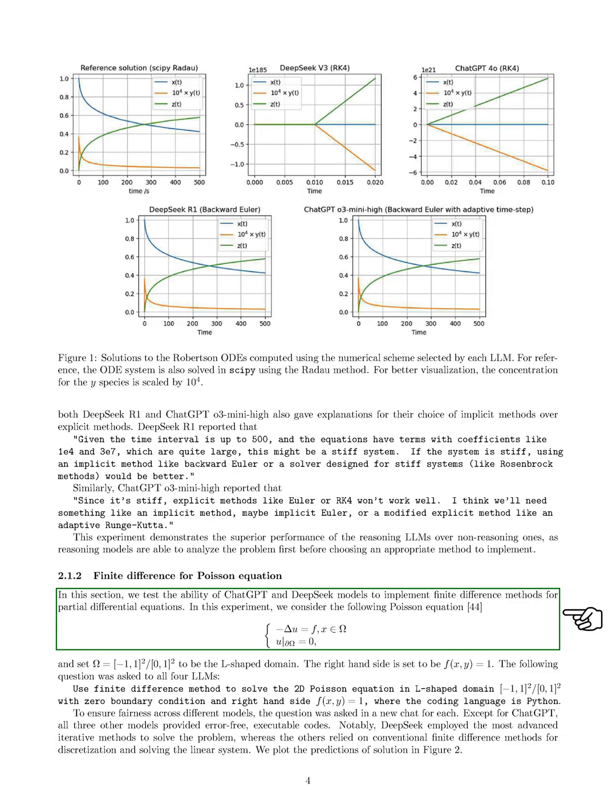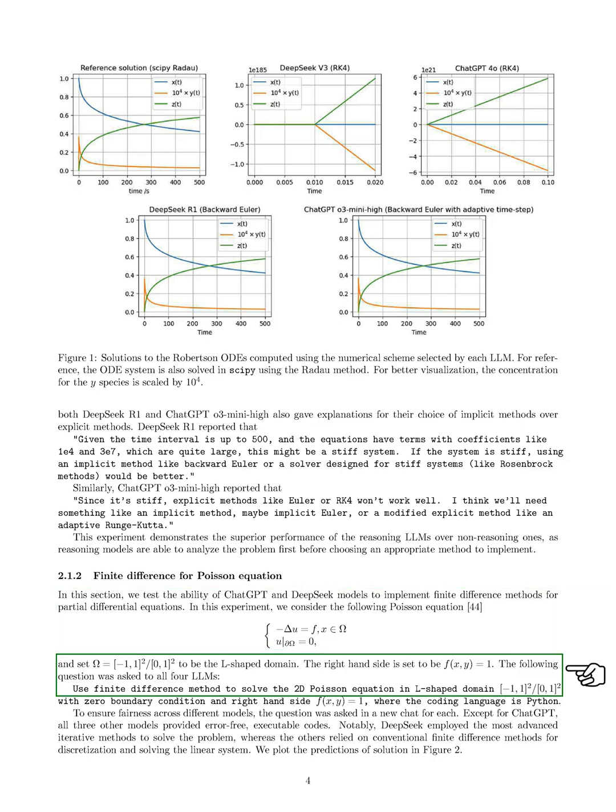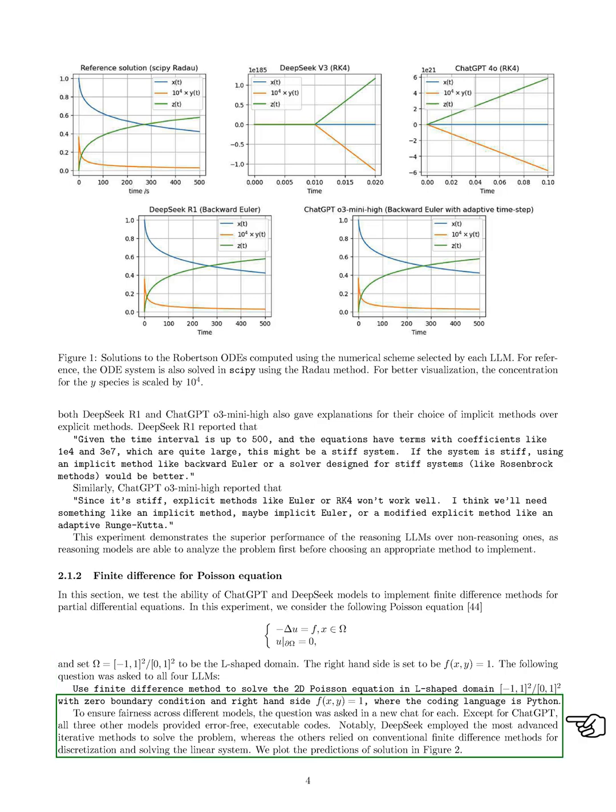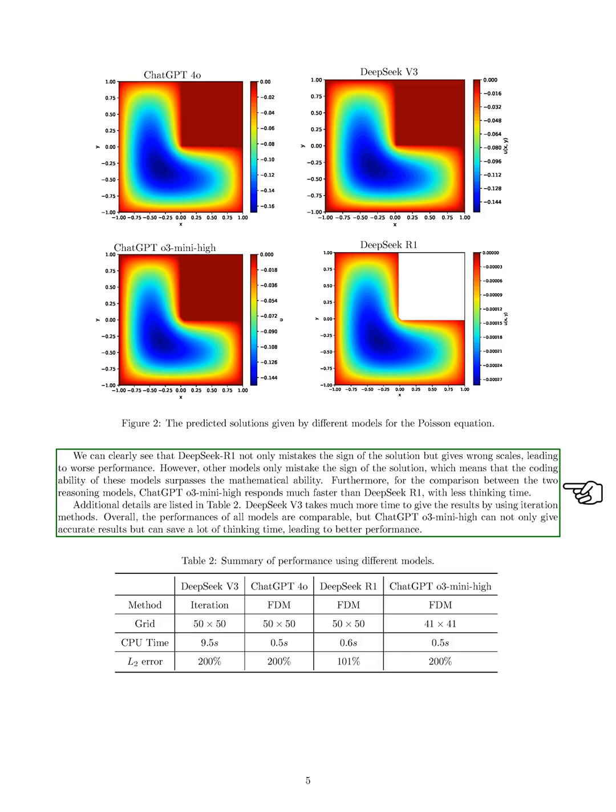Next, we assess the ability of the LLMs to implement finite difference methods for the Poisson equation in an L-shaped domain. We ask all four models to solve the equation with specific boundary conditions using Python. While all models except ChatGPT produced executable code, DeepSeek utilized advanced iterative methods, whereas the others relied on standard finite difference techniques. We observe that DeepSeek R1 made significant errors in both the sign and scale of the solution, while the other models only misidentified the sign. This indicates that while the coding skills of these models are strong, their mathematical accuracy can vary. Additionally, ChatGPT 3 Mini-High demonstrated faster response times compared to DeepSeek R1, leading to more efficient performance overall.